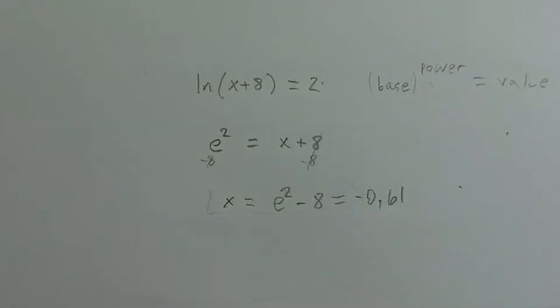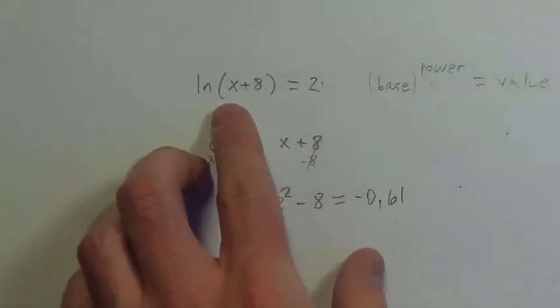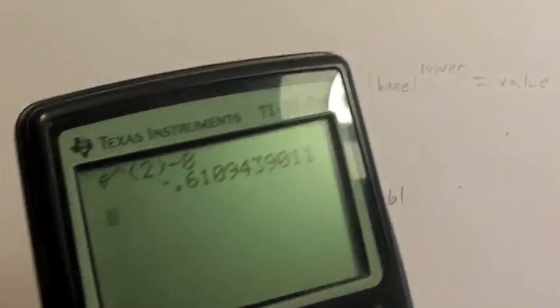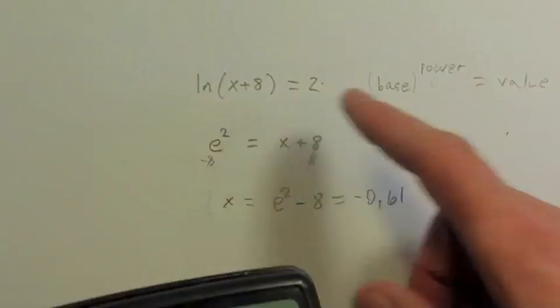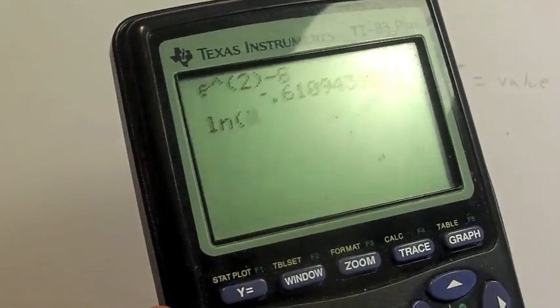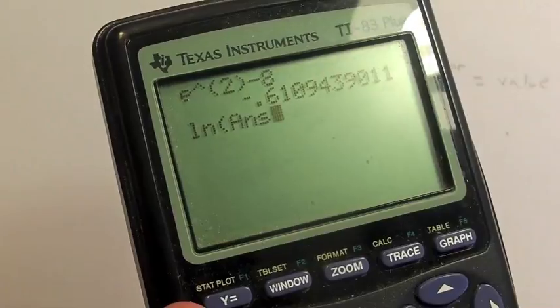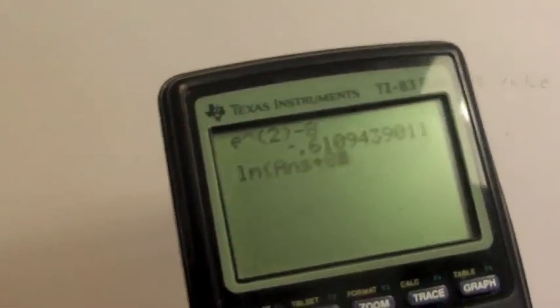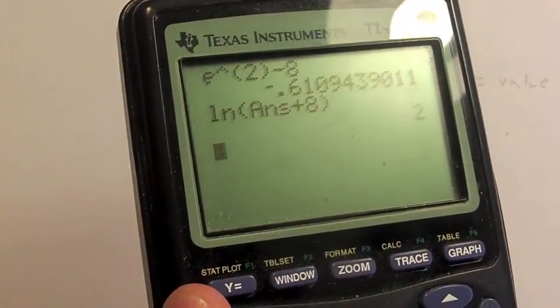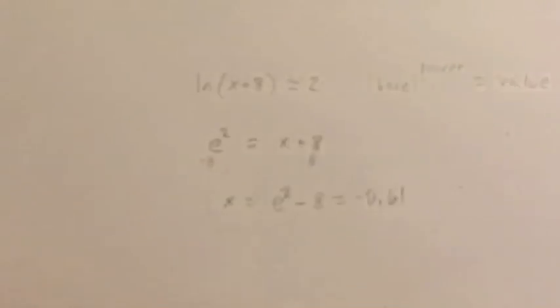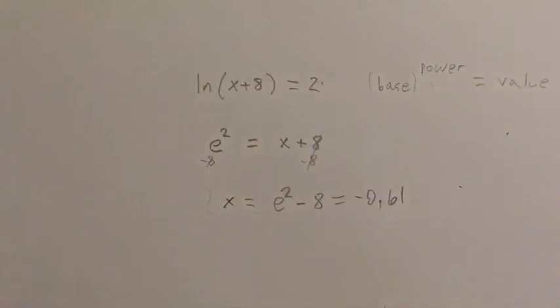All right, so there you go, and we could actually test that out like we did before, ln of x plus 8. So if I do ln of our answer plus 8, I should get 2. Okay, let's look at another one.